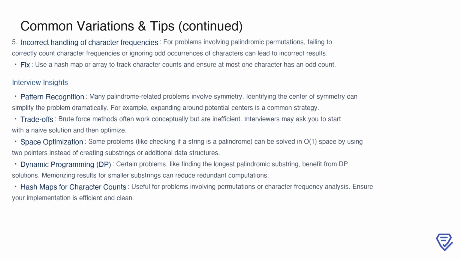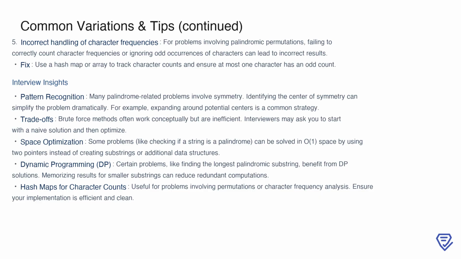Another common mistake involves incorrect handling of character frequencies. In problems that require checking for palindromic permutations, it's essential to count character frequencies accurately and ensure that no more than one character has an odd count. Using a hash map or an array to track these counts can help you avoid errors.